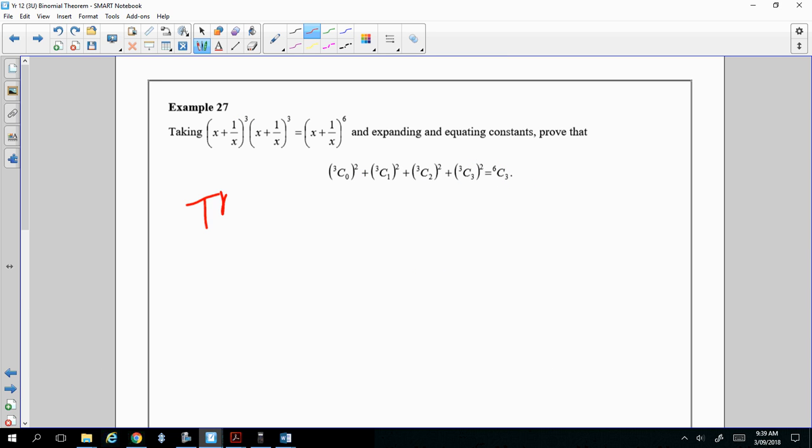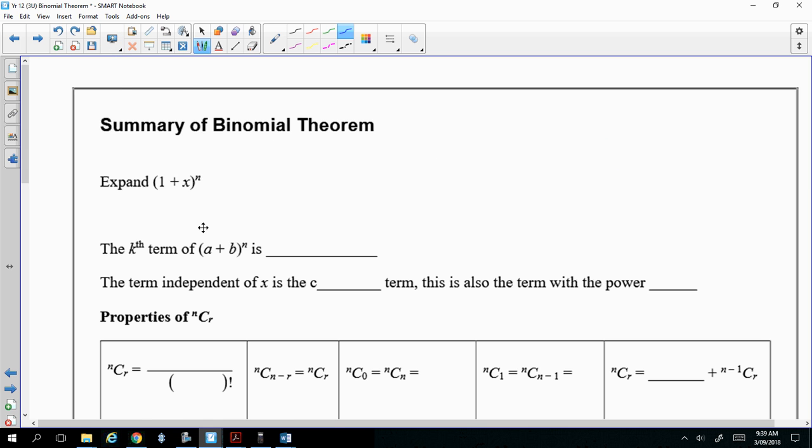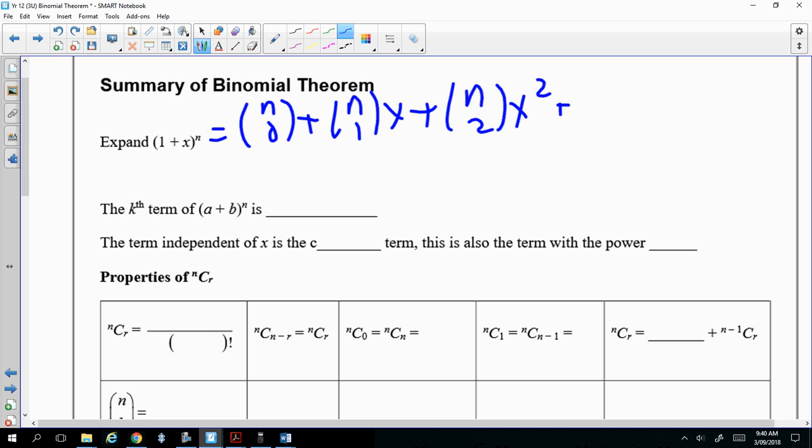Let's do a quick summary, which is not on last year's video. Last video I didn't do a summary. So we're going to expand. The expansion will be nC0 plus nC1 x plus nC2 x squared plus dot dot dot and nCn. And we need to know the kth term is T_k equal to nCk a to the power of n minus k b to the power of k, which is on the formula sheet, but you should memorize it.